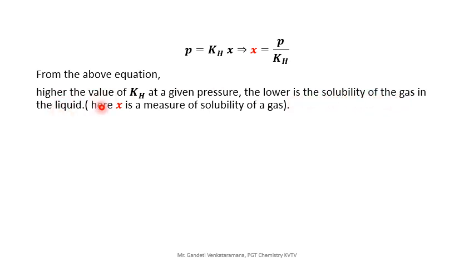So here X is a measure of the solubility of a gas. It is very clear. I need not explain, easily you can understand. X and KH are inversely proportional. If X increases, KH decreases. If KH increases, X decreases.